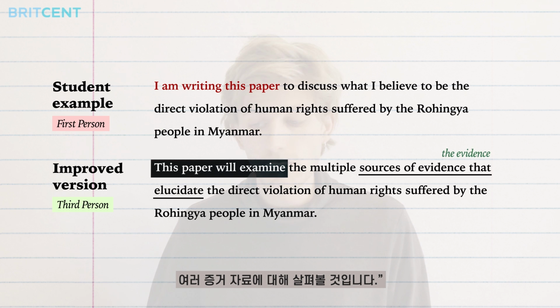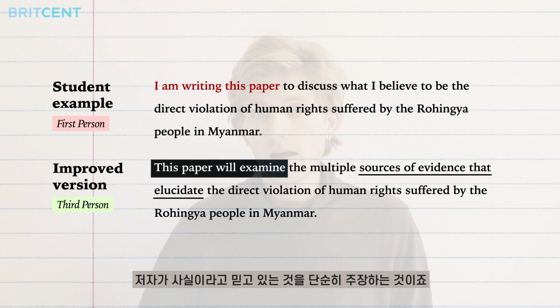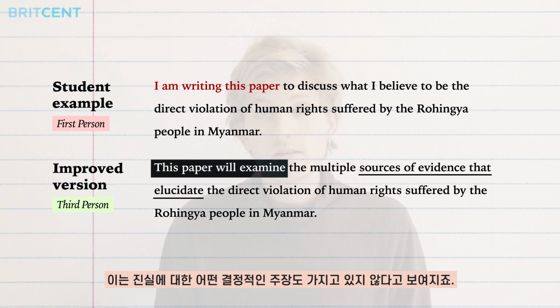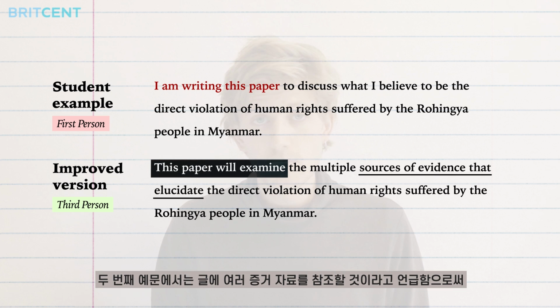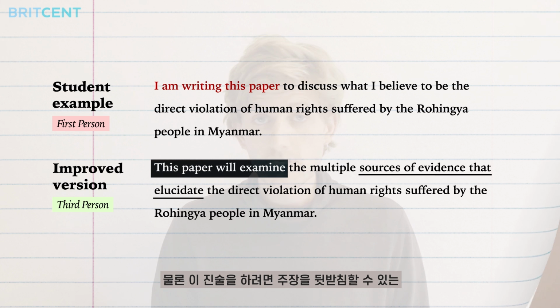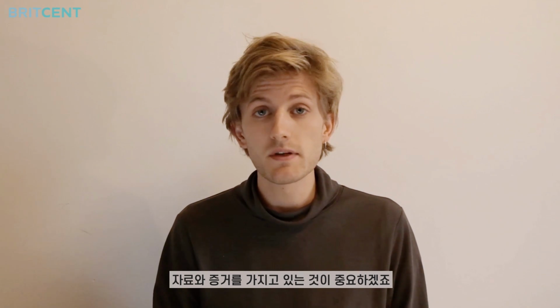Rohingya people in Myanmar." So in the first example, the author simply states what they believe to be true, rather than stating that they have evidence and facts that can support this claim. By using the phrase, "what I believe to be true," this indicates that the sentence doesn't have any definitive claim to truth. In the second example, by noting that the paper will refer to multiple sources of evidence, the reader understands that this will be based on facts rather than just on the author's opinion. Of course, if you are to make this statement, it's important that you do have the sources and the evidence to back up this claim.